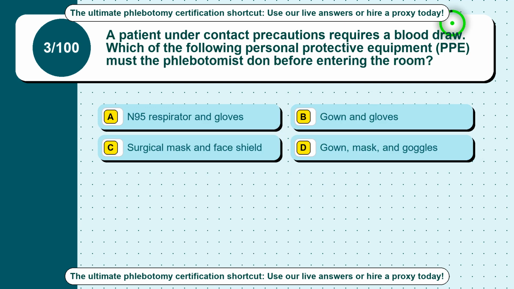Question 3. A patient under contact precautions requires a blood draw. Which of the following personal protective equipment, PPE, must the phlebotomist don before entering the room? Option A. N95 respirator and gloves. Option B. Gown and gloves. Option C. Surgical mask and face shield. Option D. Gown, mask, and goggles.